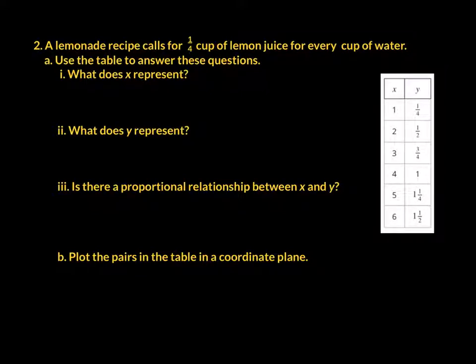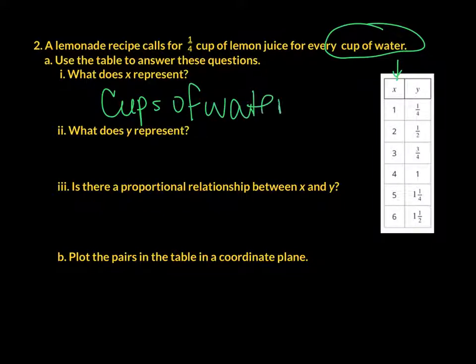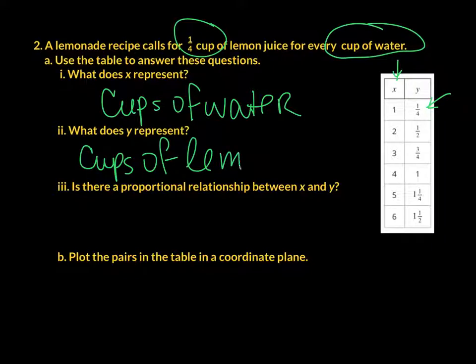Okay, we're making lemonade. The recipe calls for a quarter cup of lemon juice for every cup of water. So then we have to answer these questions. The first question, after looking at the graph, is to decide what X represents. X goes up in whole numbers, and that is clearly cups of water. The other piece of information that tells us that is that for every 1 x, there's 1/4 y, and we know there's 1/4 cup of lemon juice, so y is cups of lemon juice.